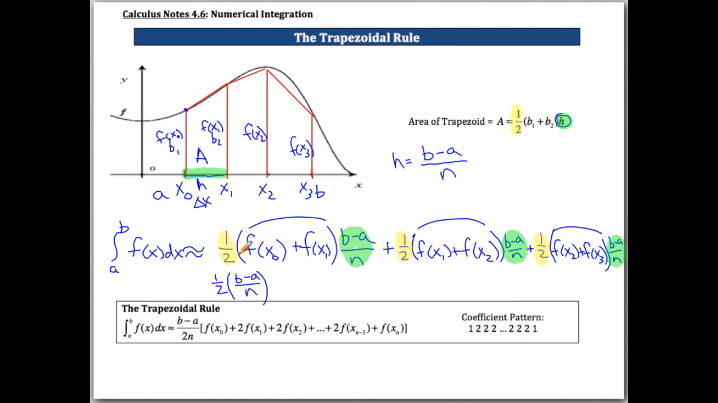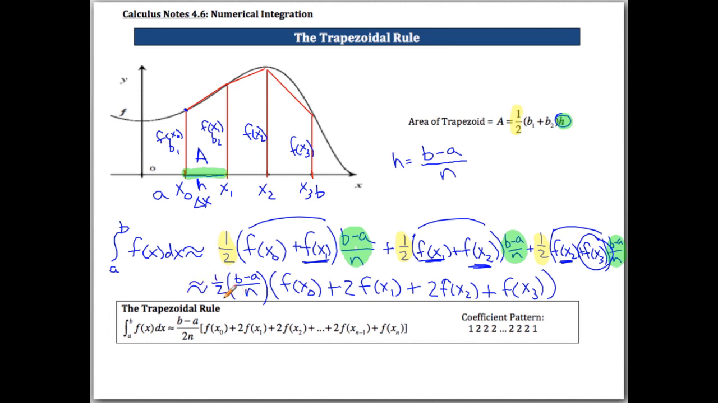If we were to look at this, I would have 1 f of x sub 0, and going down the line, now I have 2 f of x sub 1's. I have 2 f of x sub 2's. And going down, I only have 1 f of x sub 3. That would be our last interval. And so this would be our approximation: 1/2 times b minus a over n times 1 f of x sub 0, 2 f of x sub 1, 2 f of x sub 2, and then 1 f of x sub 3, which is our last interval. So all of this is leading us into the trapezoidal rule.